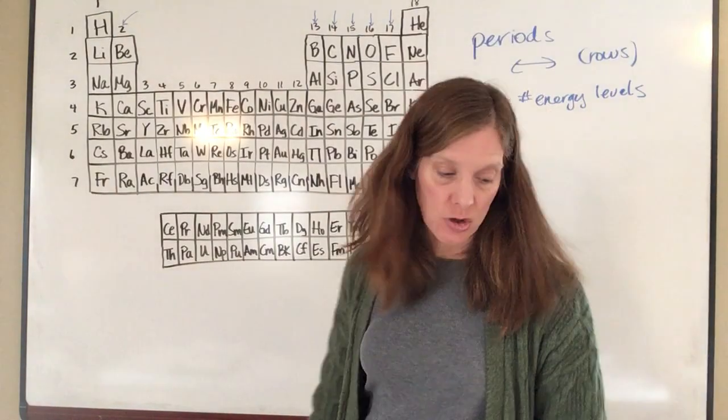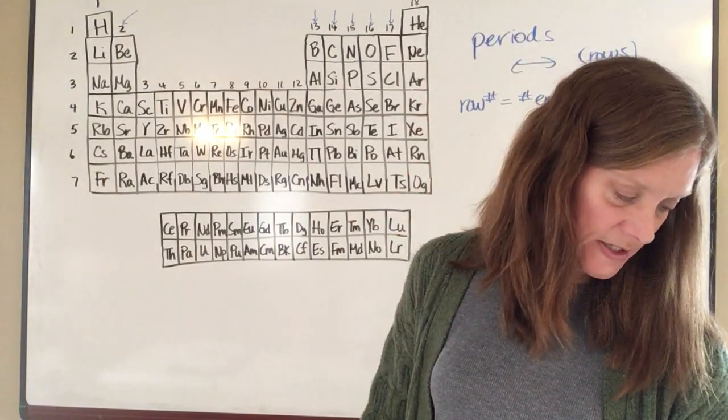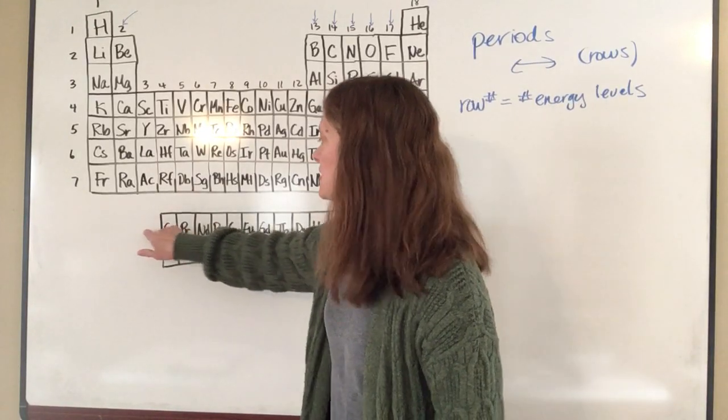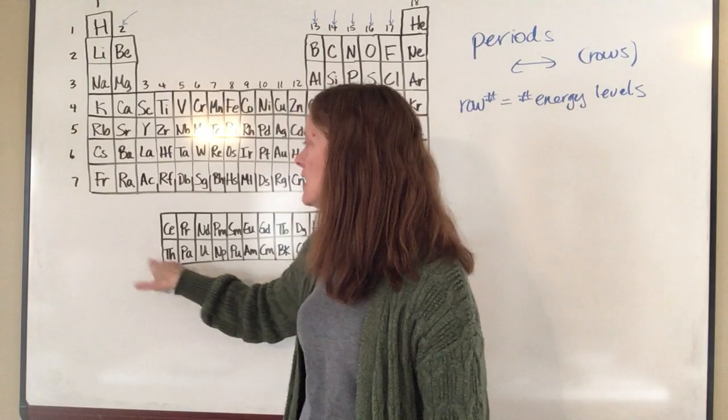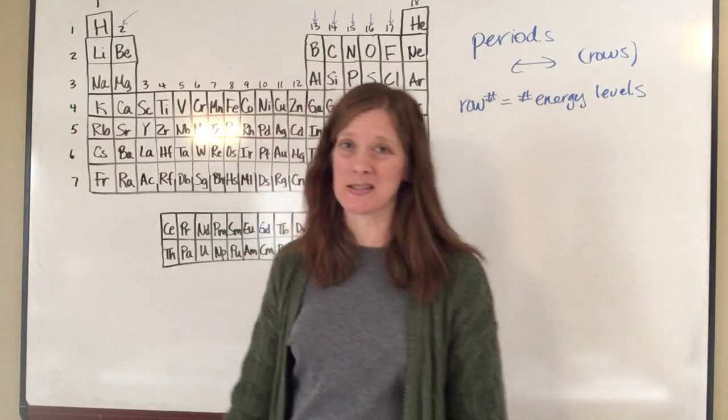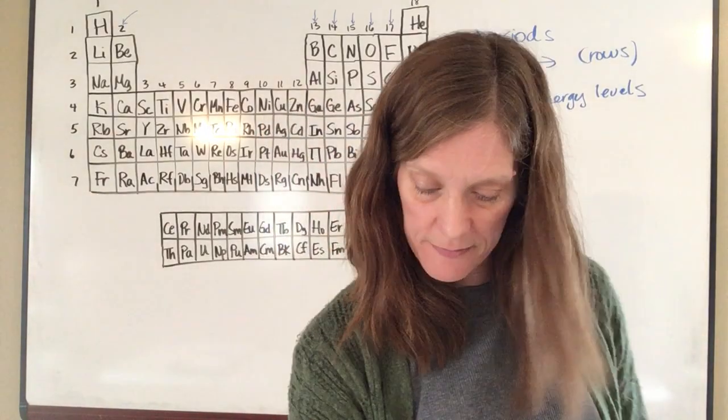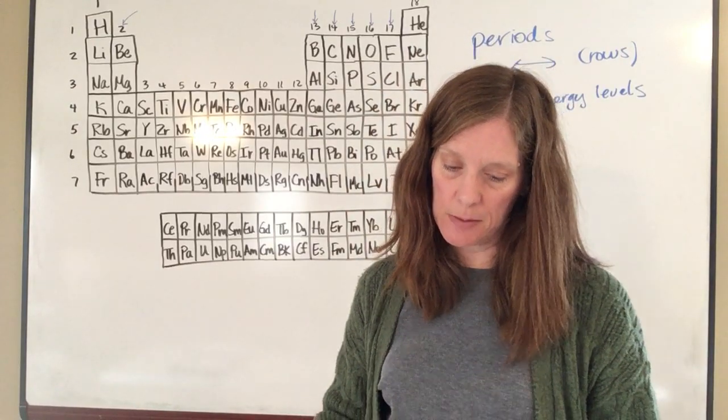So in actuality, what you're going to see is that this is part of period 6, and this row down here is part of period 7. So we really only have 7 periods on the periodic table.